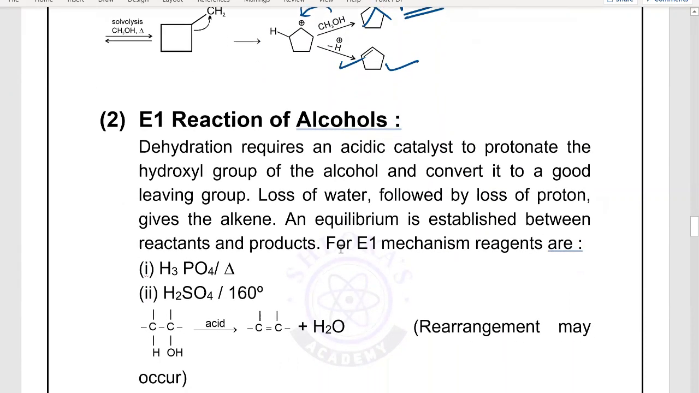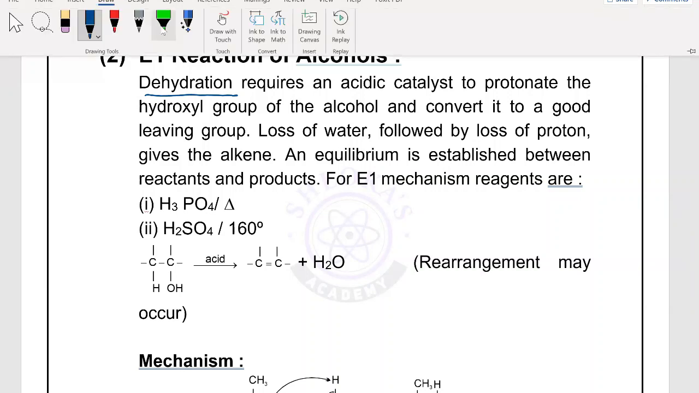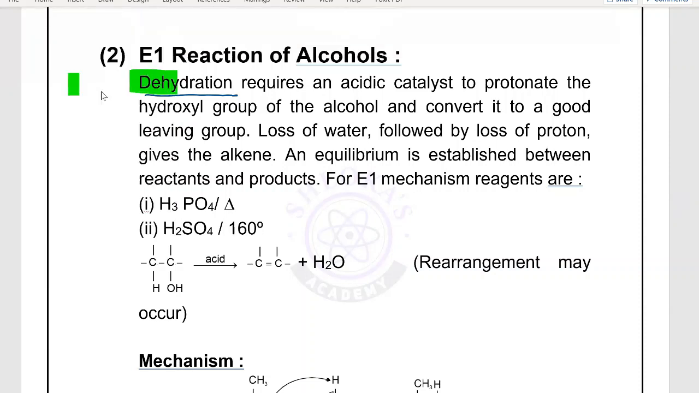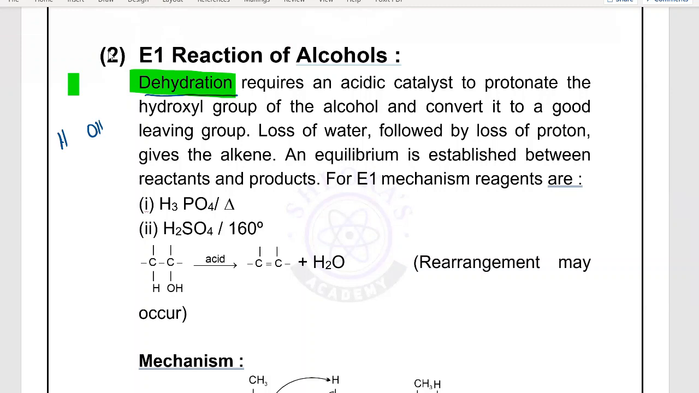Now the same E1 reaction we can also explain with the help of alcohols. That is dehydration of alcohols. What is this dehydration of alcohols? In the name, the meaning is there. What is meant by dehydration? Removal of water. Means we need to remove one hydrogen and one OH from adjacent carbon atoms. So that is called dehydration of alcohols, which also proceeds according to the E1 mechanism.